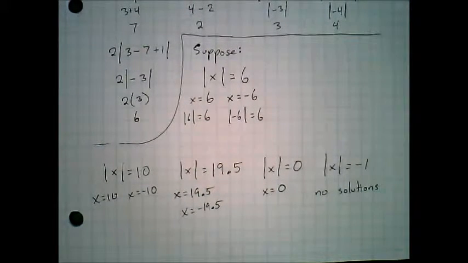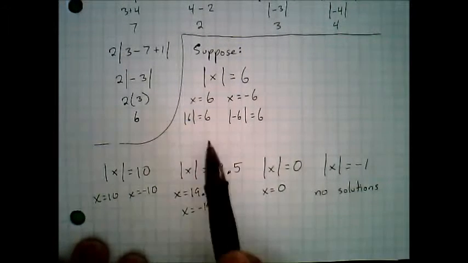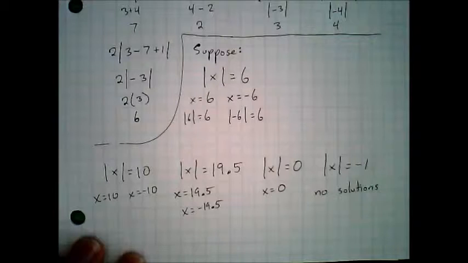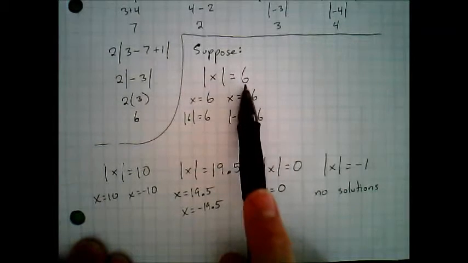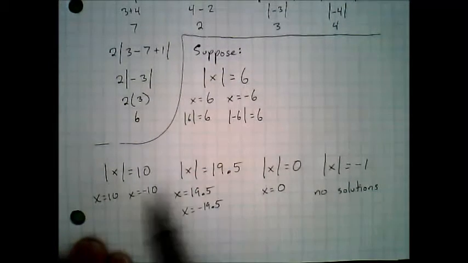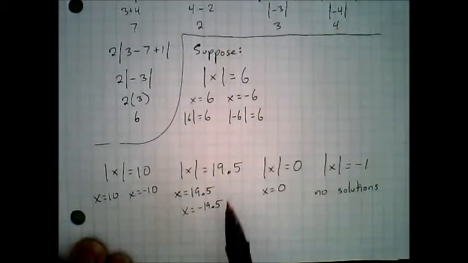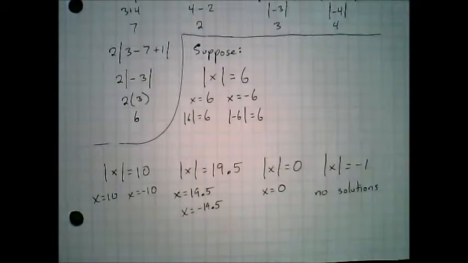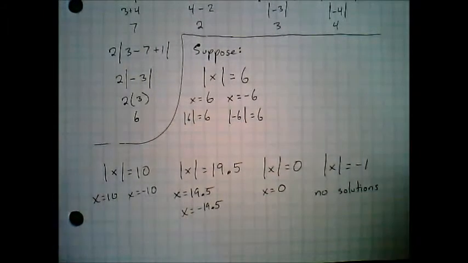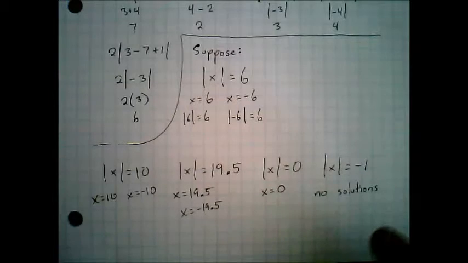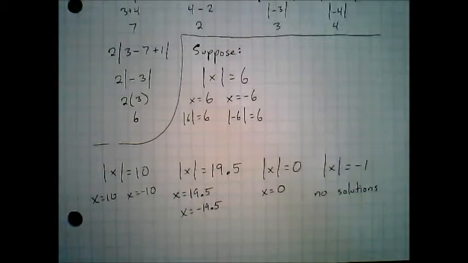Now let's take a moment to look at what we have very quickly. We see that we often get two solutions when we're taking absolute values, because there were two numbers that were 6 units away from 0. There were two numbers that were 10 units away from 0. There's two numbers that are 19.5 units away from 0. So it's very important we understand that we could have two solutions to our absolute value equations.